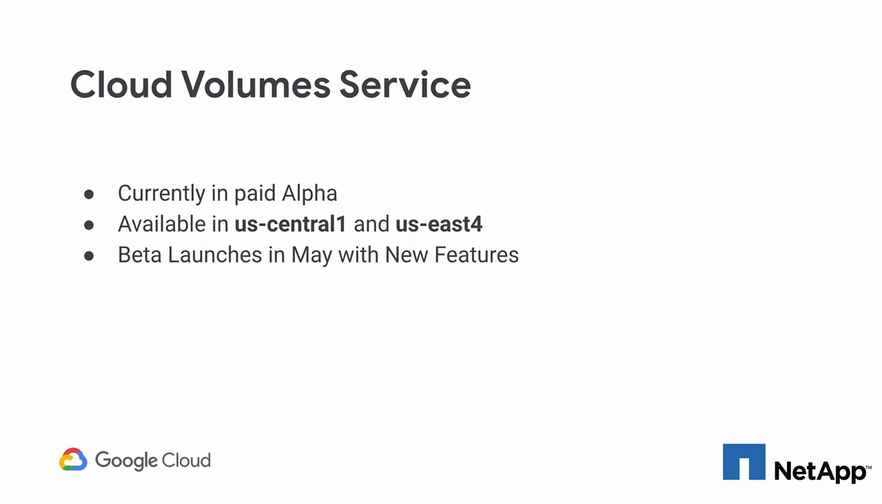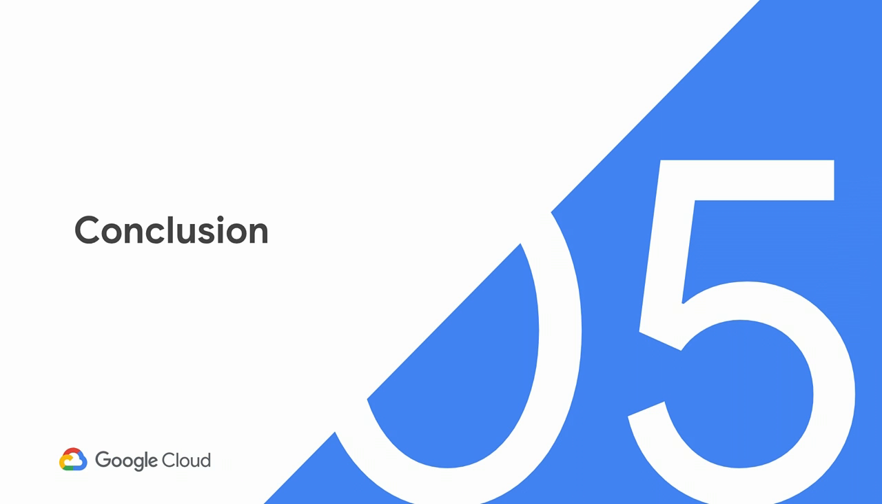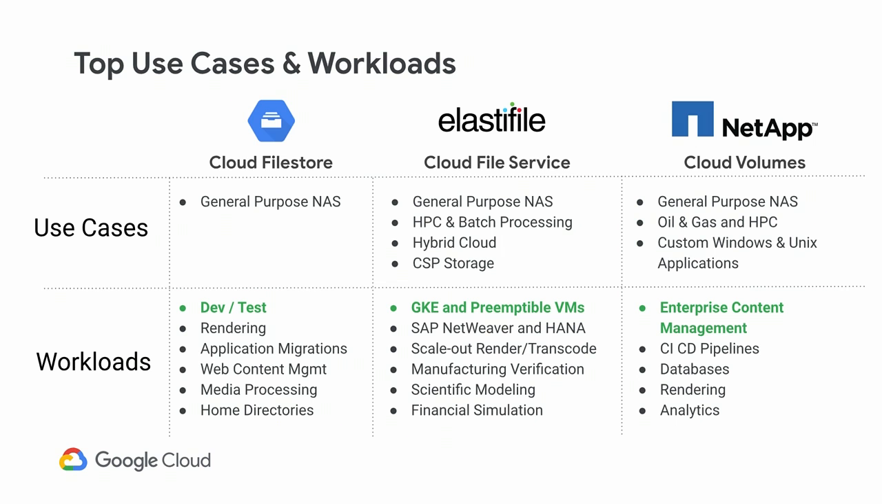Cool. So that was a great demo of some key enterprise collaboration workflow on GCP and, of course, the UI for the Cloud Volume Service. So this is the wrap-up section, so I'm just going to summarize what we covered. We covered cloud file stores, the ability to do some general purpose NAS, and kind of drilled down into the dev test area. We looked at Elastifile's GKE and preemptible VM story for large scale. And we looked at NetApp's enterprise content management.